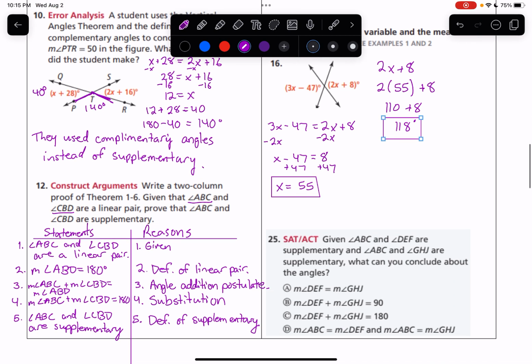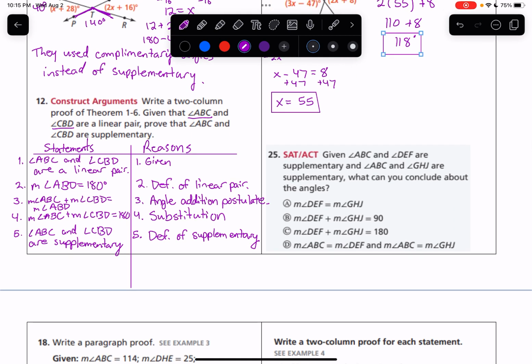All right. Next, 25. Given angle ABC and angle DEF are supplementary, so angle ABC is supplementary to DEF, and angle ABC is supplementary to GHJ. So the same angle is supplementary to both those angles. What can you conclude about the angles? We can use the congruent supplement theorem and say if the same angle is supplementary to both angles, then this angle and this angle must be the same. So the measures must be the same, right? The measure of angle DEF is equal to the measure of angle GHJ.